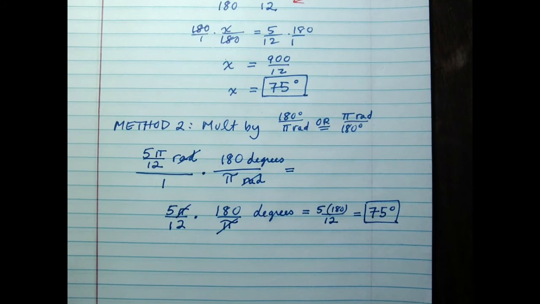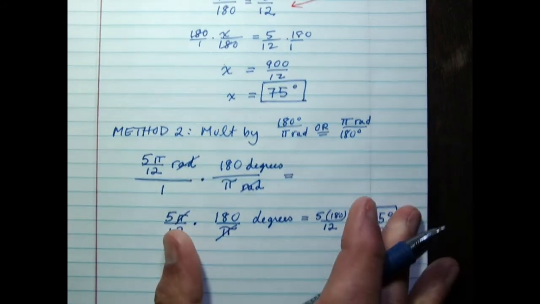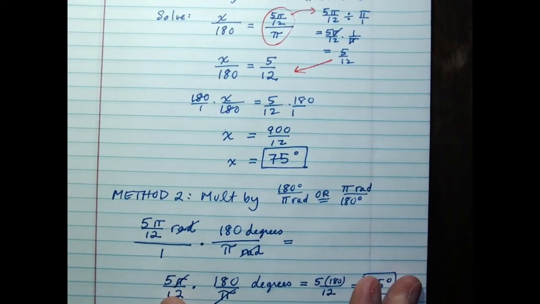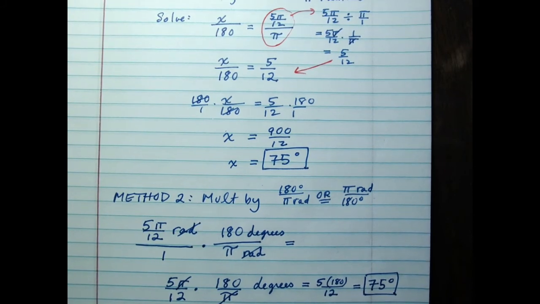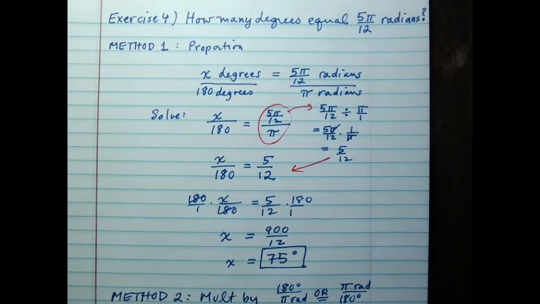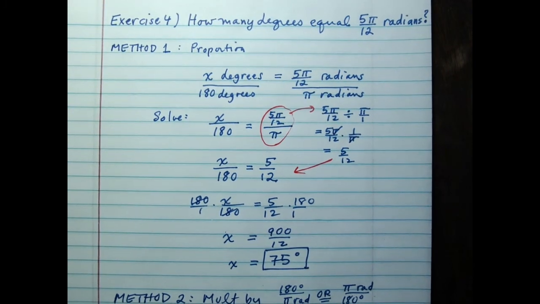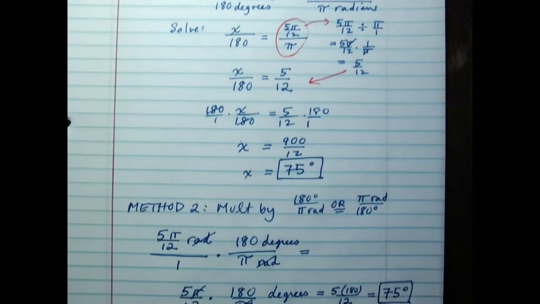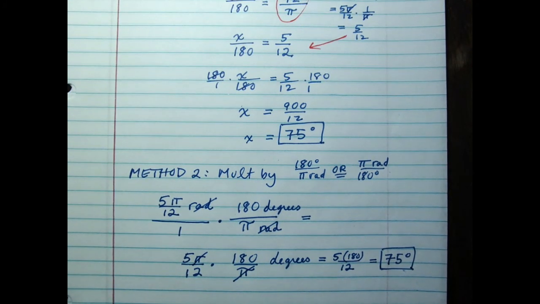All right, so there are our 2 methods. You choose which one you prefer. You can see both methods entirely. What we were doing was finding how many degrees equal 5 pi over 12 radians, and there's the end of the second method.